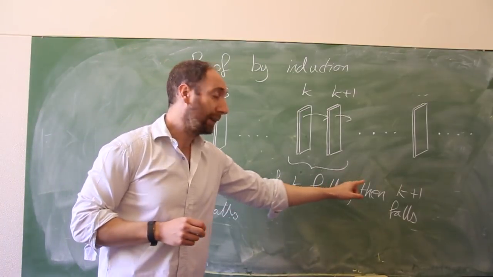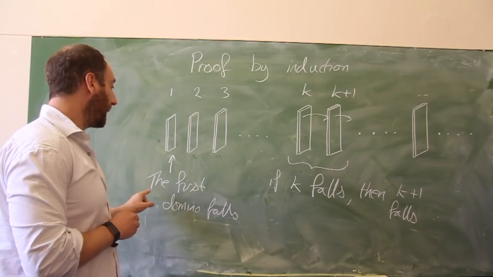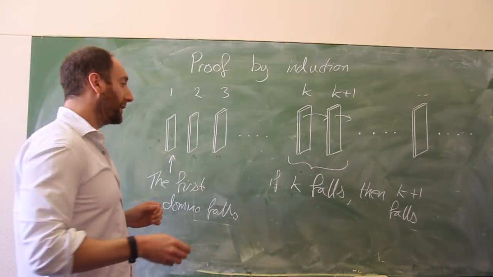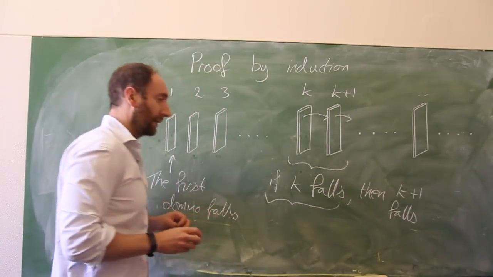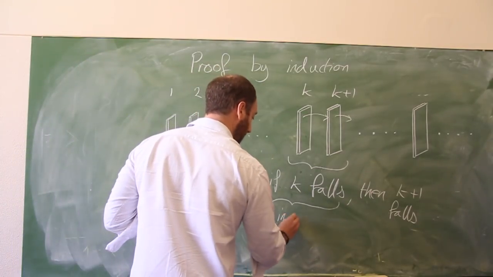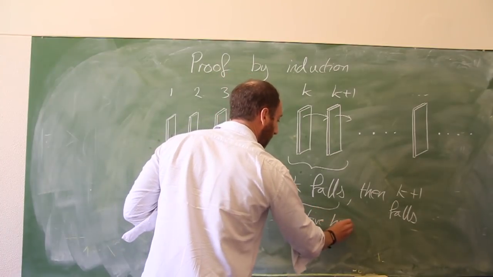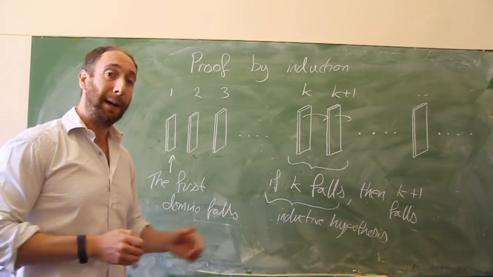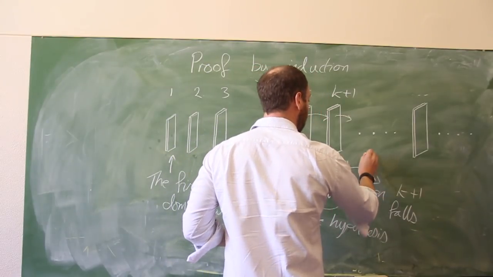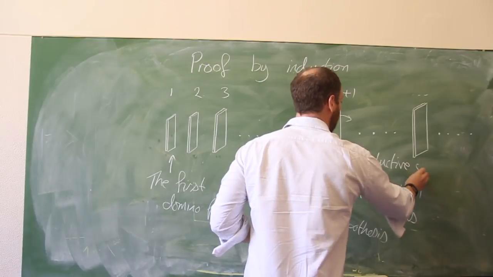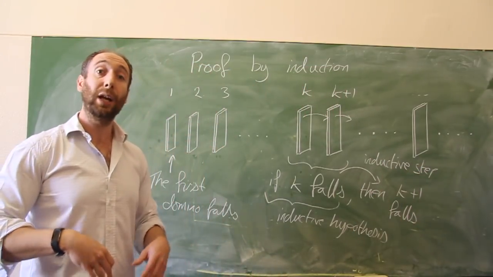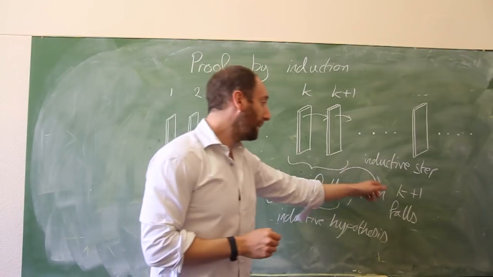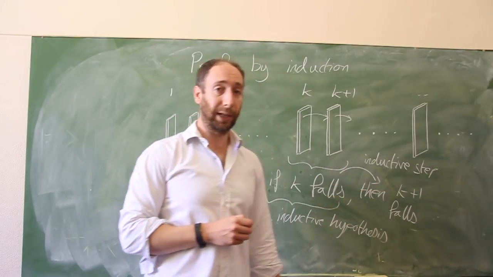If domino k falling implies that domino k plus 1 falling, and the first domino falls, then all of them will fall. Okay? So in fact, the statement here, if k falls, is the inductive hypothesis. And the inductive step is this. So a hypothesis is a what-if statement. Okay? The what-if statement is, if k falls, then what will happen? And the inductive step is that we can prove that if k falls, then k plus 1 will also fall.